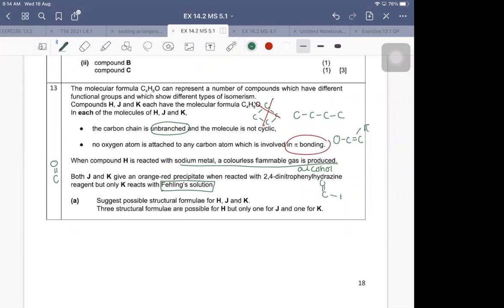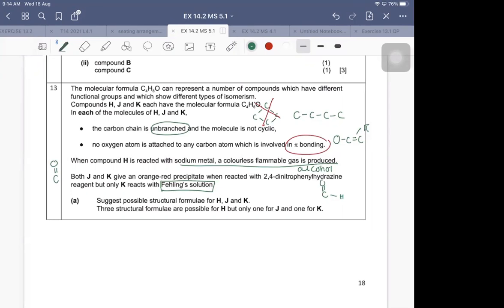So what this implies is that K is an aldehyde. Okay, so that gives you a hint already that J contains a C=O, but it is not an aldehyde. So it must be the cousin, which is a ketone. Suggest possible structural formulae for H, J, and K. Three structural formulas are possible for H, but only one for J and one for K.